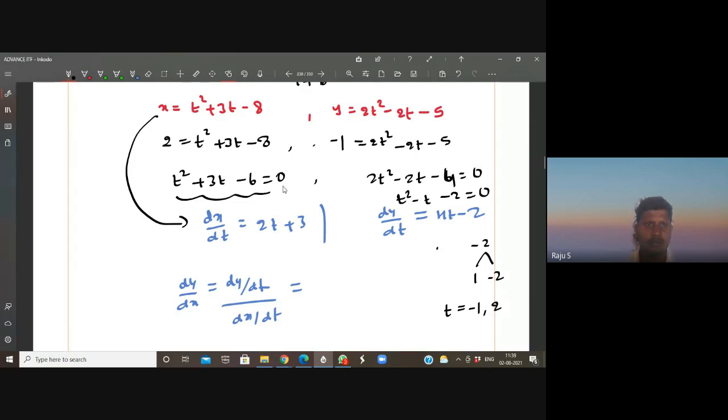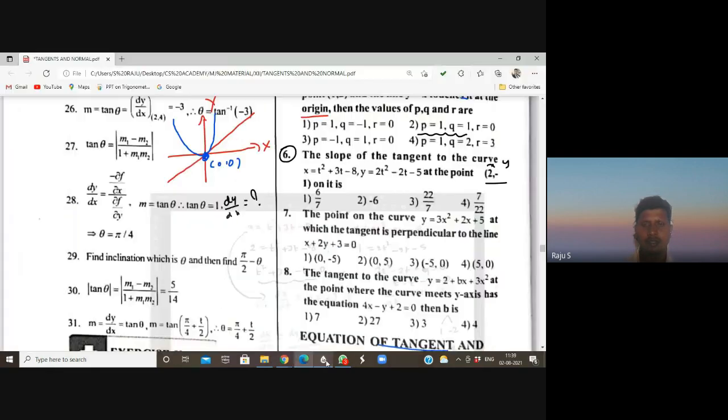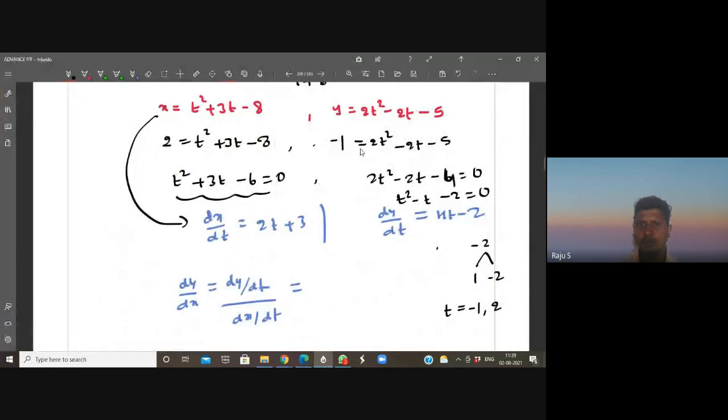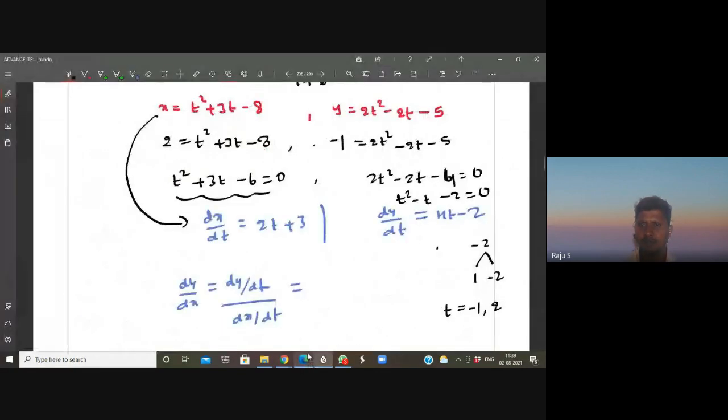No, right? So here this is t square plus 3t minus 8. The point will be (2, -1), fine. If it is plus 1, it is okay for 2t square minus 2t minus 5. Right. So what are the t values from the first one? We should get a common value of t. Then only will we find dy by dx, dy by dt and dx by dt at that common value of t.